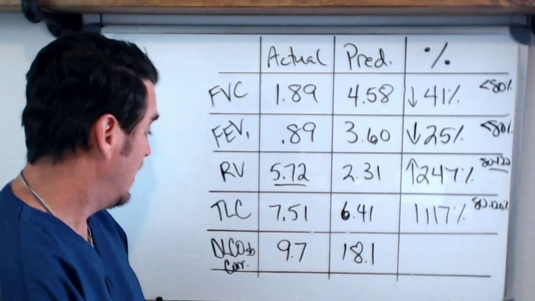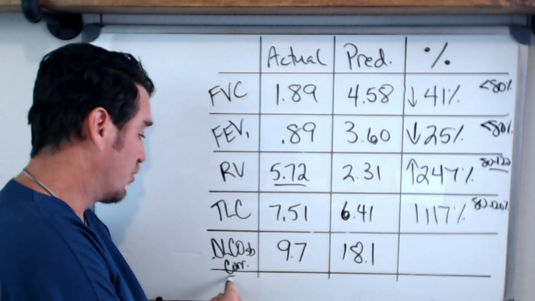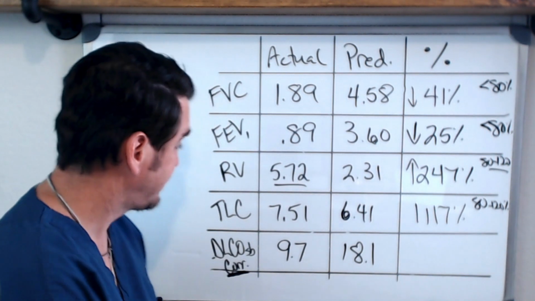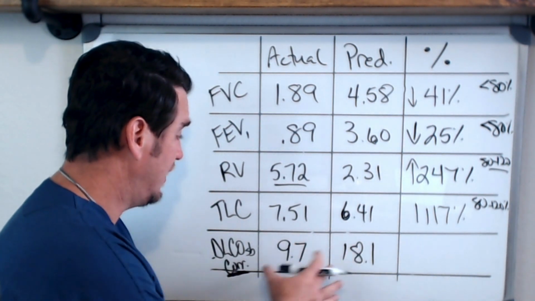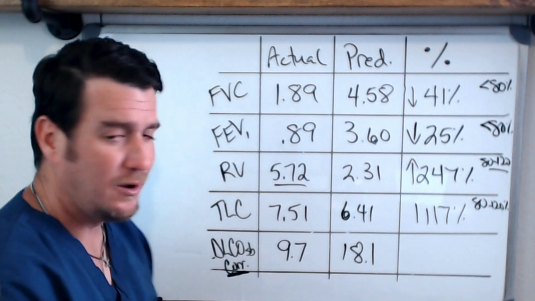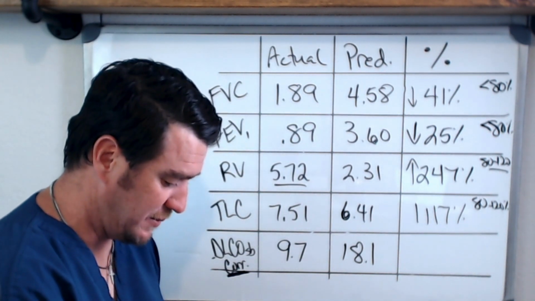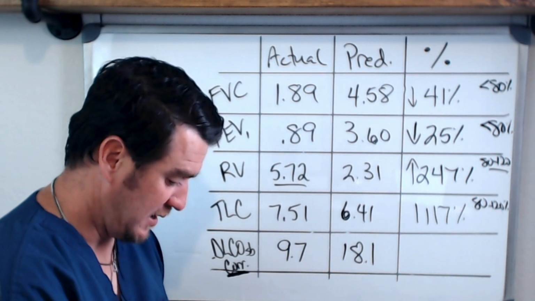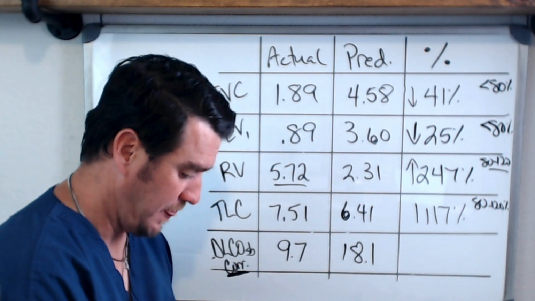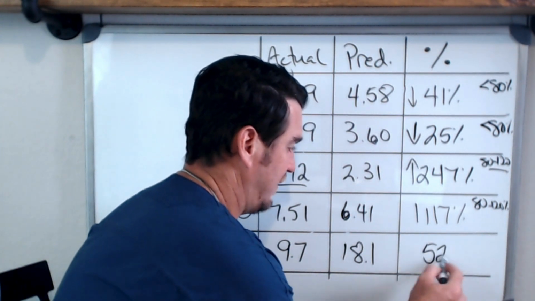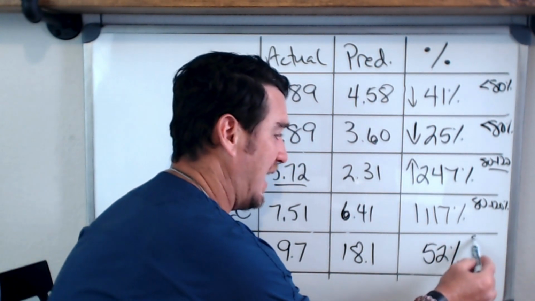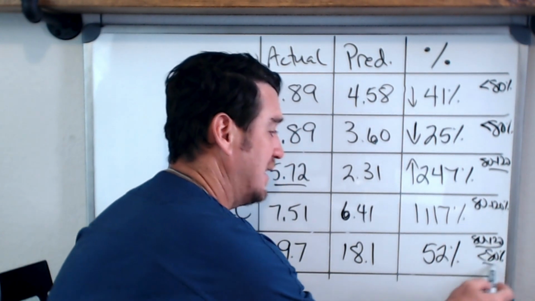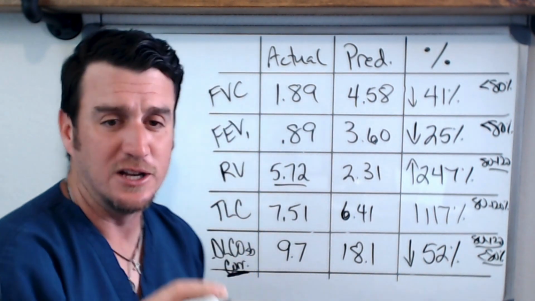Now, continuing on, we have our DLCO here. This is corrected for hemoglobin, which is very, very important. We just talked about that in part 3. So predicted is 18.1, actual is 9.7. We know it's going to be around 50%, but let's see what the actual number is. 9.7 divided by 18.1, and we're going to get 52%. Again, 80 to 120 is normal. Less than 80% is abnormal. This is decreased, okay?